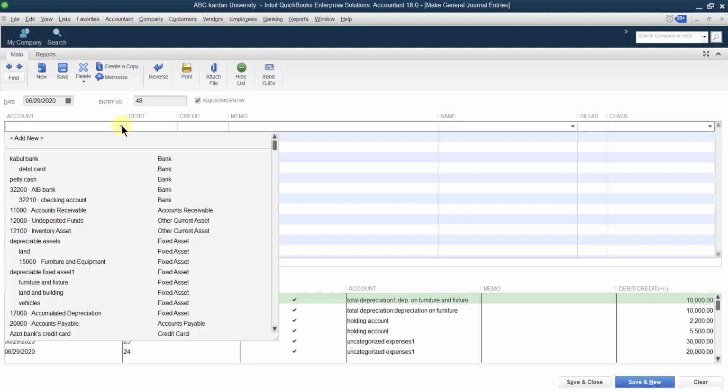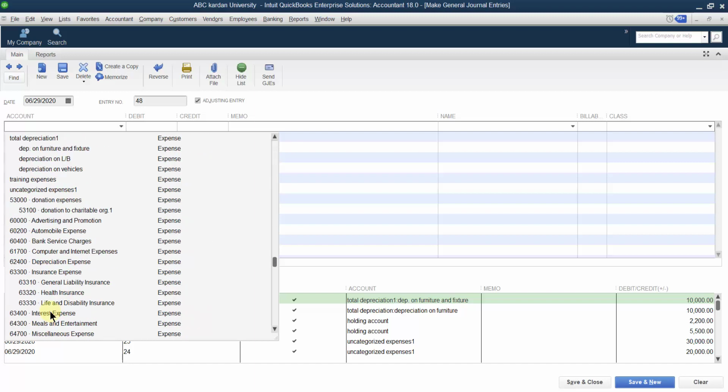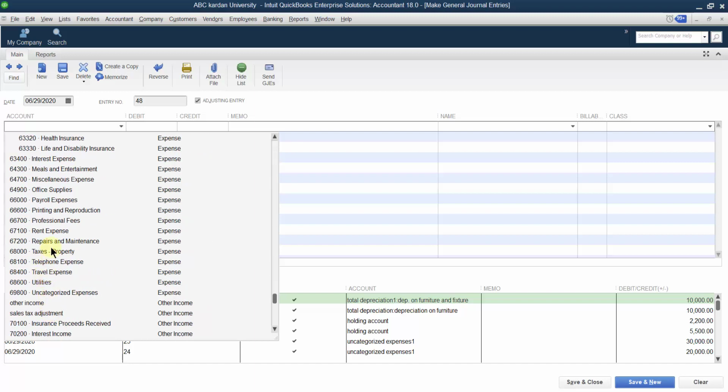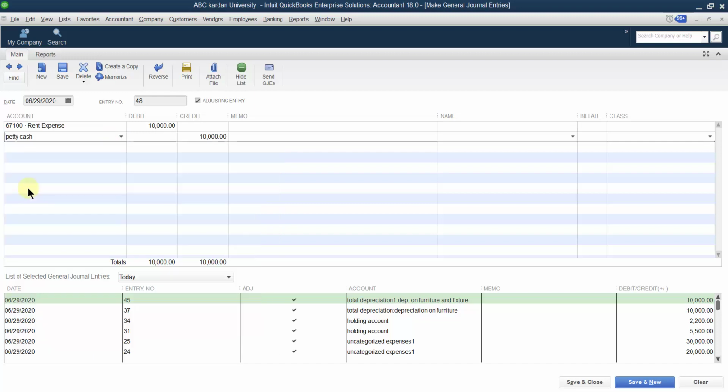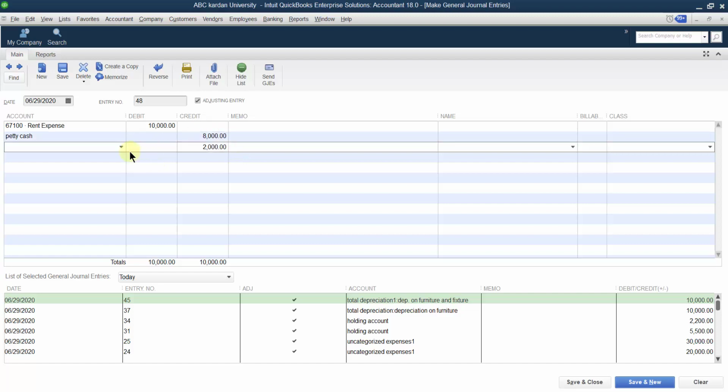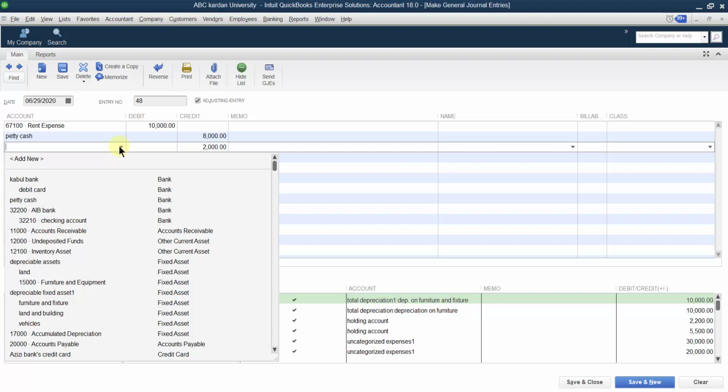First of all, you have to debit your rent account. How much was the total rent? For example, the total rent was 10,000. Out of this 10,000, how much did you pay? Let us say I paid through petty cash. I paid only 8,000. How much is remaining? Definitely 2,000 is remaining. This 2,000 which is remaining should be considered as outstanding rent.